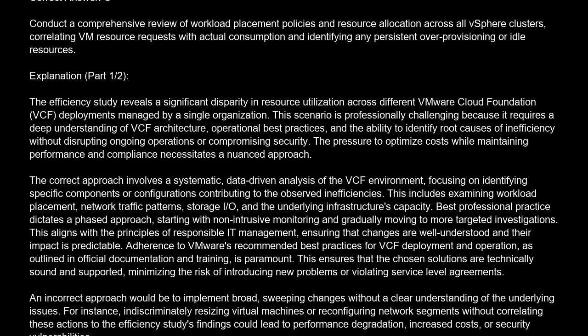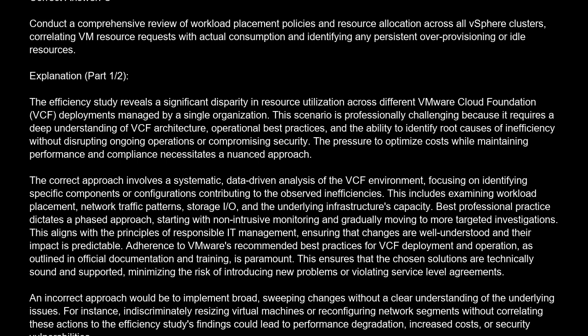The pressure to optimize costs while maintaining performance and compliance necessitates a nuanced approach. The correct approach involves a systematic, data-driven analysis of the VCF environment, focusing on identifying specific components or configurations contributing to the observed inefficiencies. This includes examining workload placement, network traffic patterns, storage I/O, and the underlying infrastructure's capacity. Best professional practice dictates a phased approach, starting with non-intrusive monitoring and gradually moving to more targeted investigations. This aligns with the principles of responsible IT management, ensuring that changes are well understood and their impact is predictable.